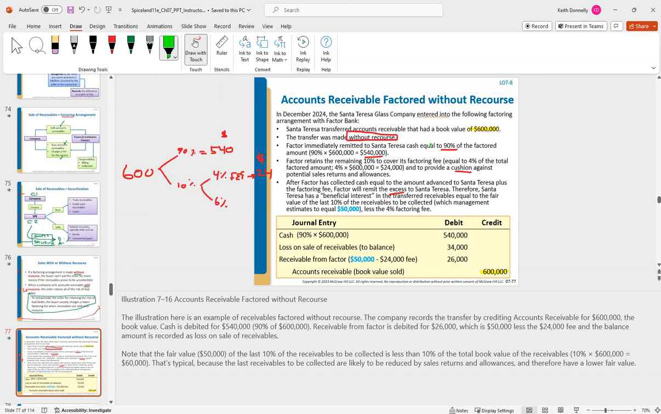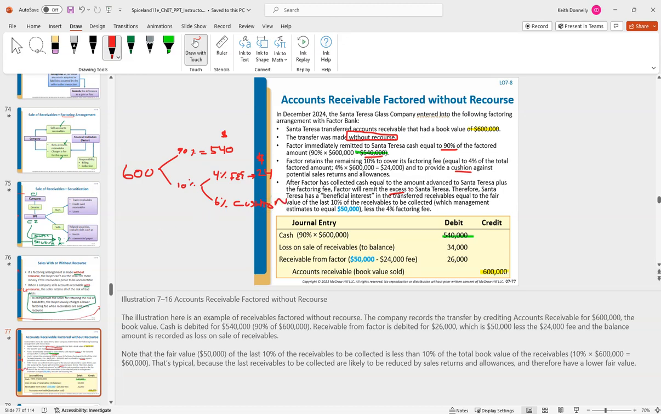It gets a little bit confusing. So we said first off, 90% they're going to give us upfront, the $540,000. Then of the remaining 10%, 4% is for a fee and 6% is a cushion.